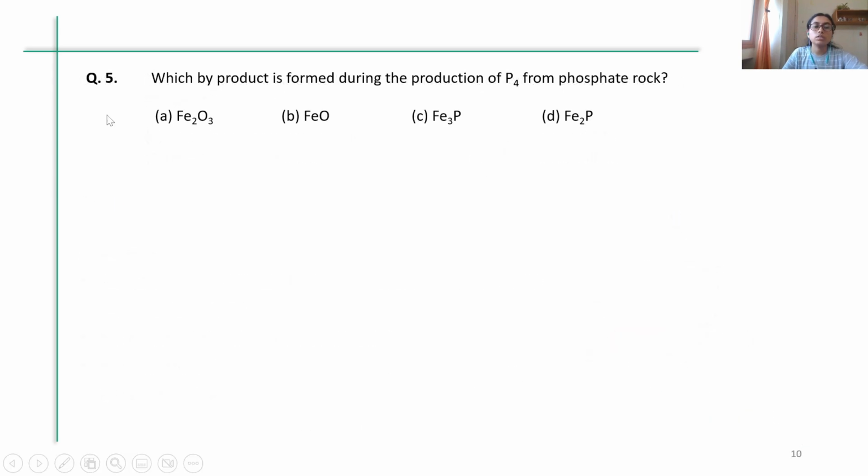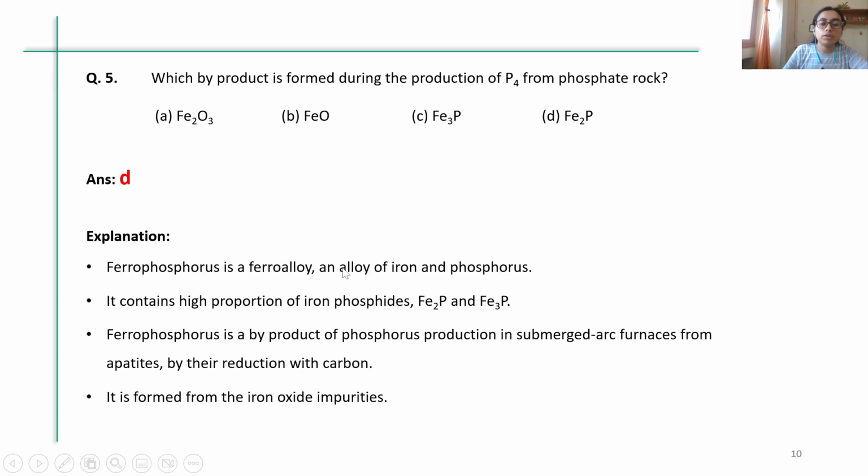Then coming to the next question: which byproduct is formed during the production of P4 from phosphate rock? Fe2O3, FeO, FeP, Fe3P and Fe2P. Obviously it will not give rise to any phosphorus oxide or iron oxide, since we are talking about phosphorus compounds, so some iron phosphide only will be forming. The correct answer is Fe2P. Ferrophosphorus is an alloy of iron and phosphorus which will form as a byproduct during the production of phosphorus from apatites in submerged arc furnaces.